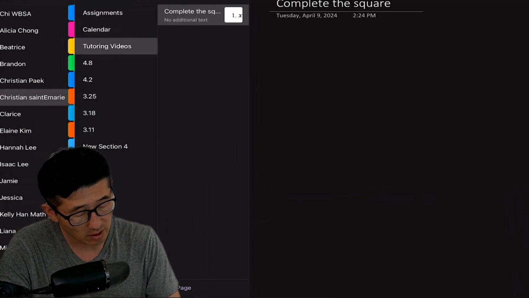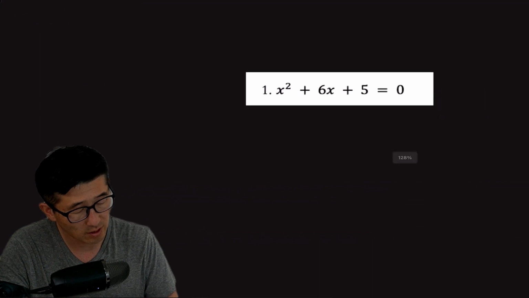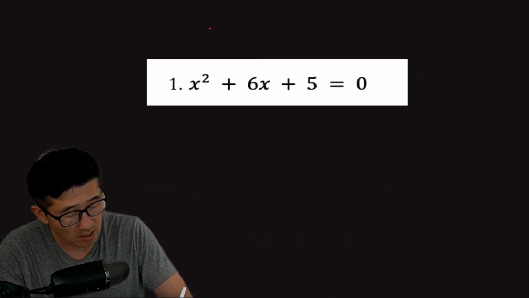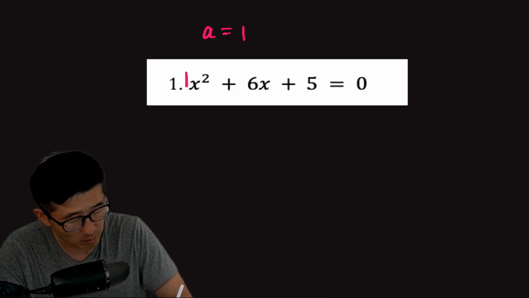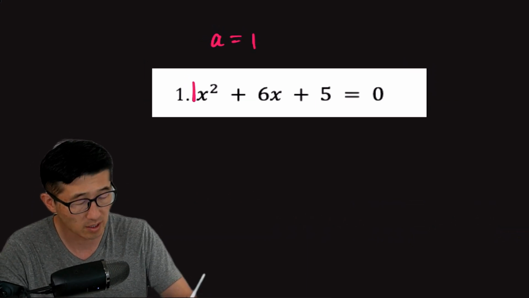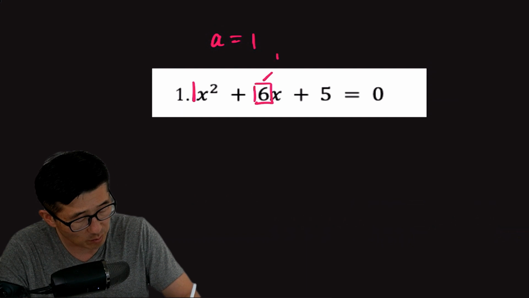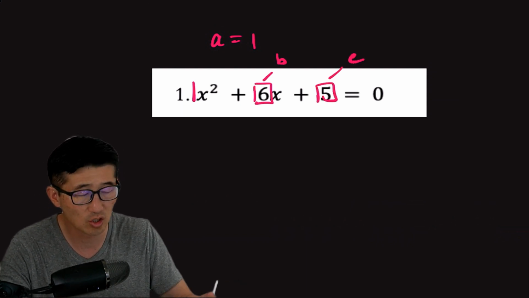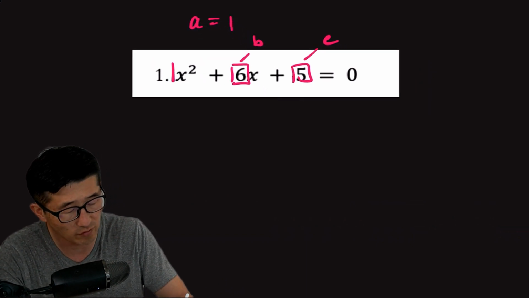If you take a look here, now we know how to do this. So this is when a is equal to 1. What does that mean? The number in front of the first term is 1. This term right here is your letter B. This term right over here is your letter what? Letter C. And you should know how to do this, but I'm just going to do one real fast.